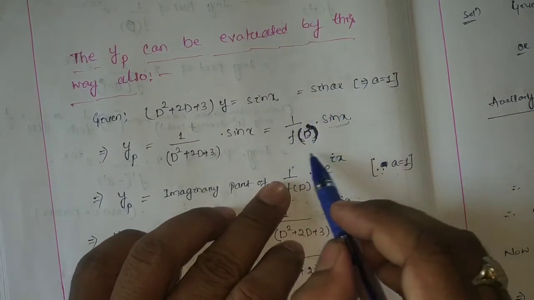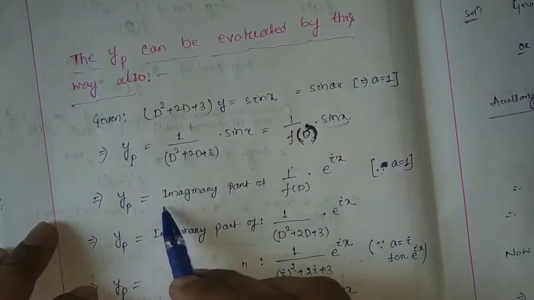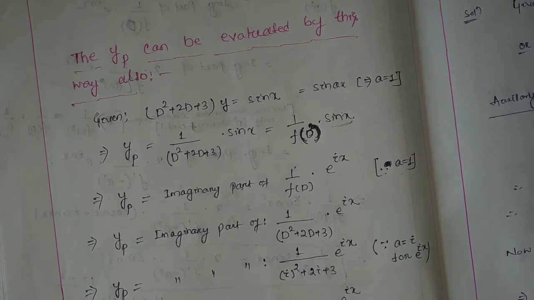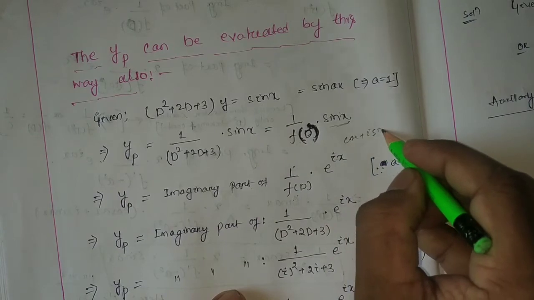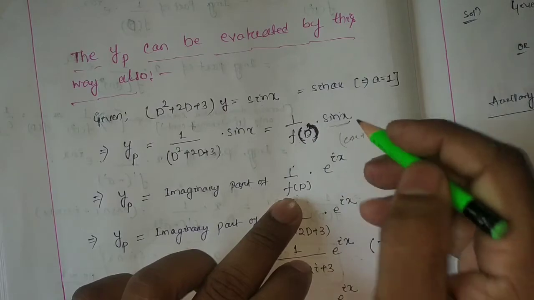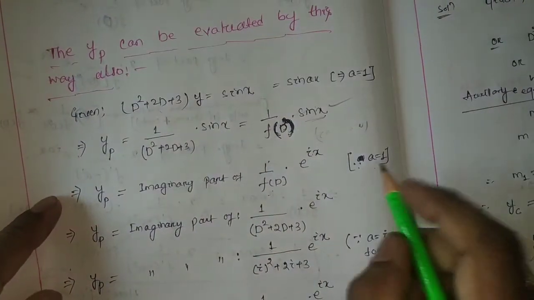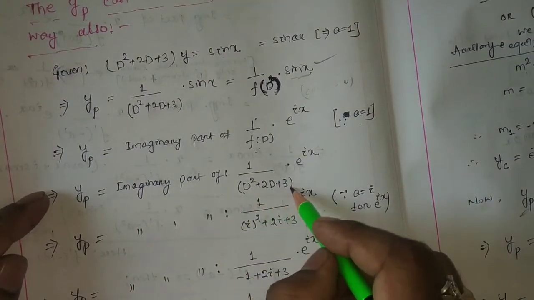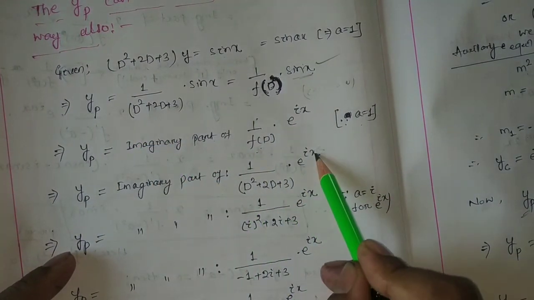This whole is nothing but equal to the imaginary part of 1 by f of D e to the power ix. Now e to the power ix is cos x plus i sin x, and this is going to be multiplied with this one. The imaginary part is this one, right? Very simple. And here a is 1. Now the imaginary part of 1 by (D square plus 2D plus 3), because f of D is nothing but this one, into e to the ix.